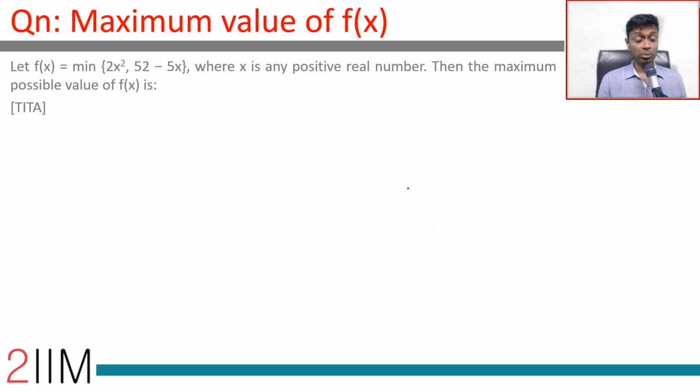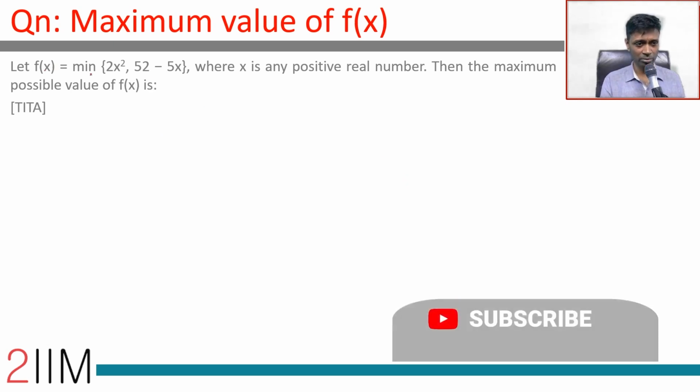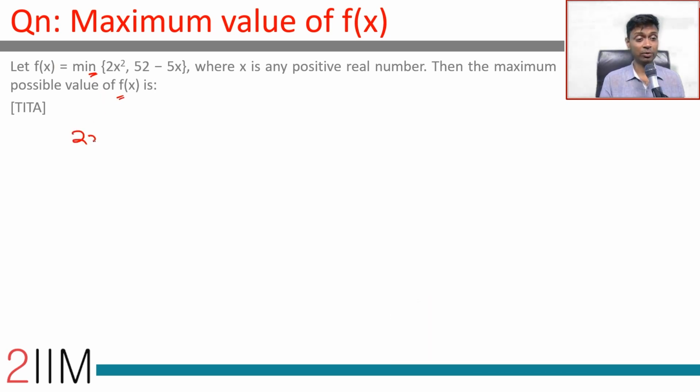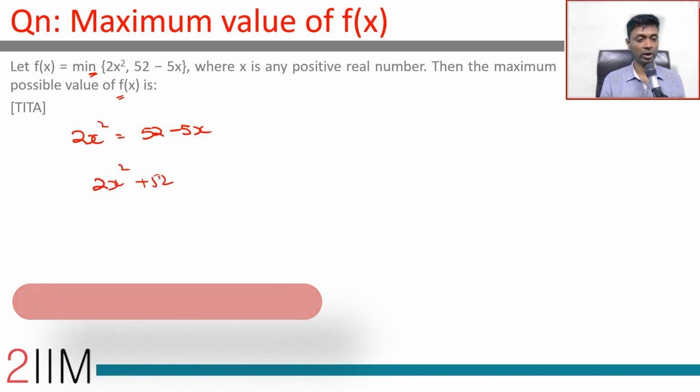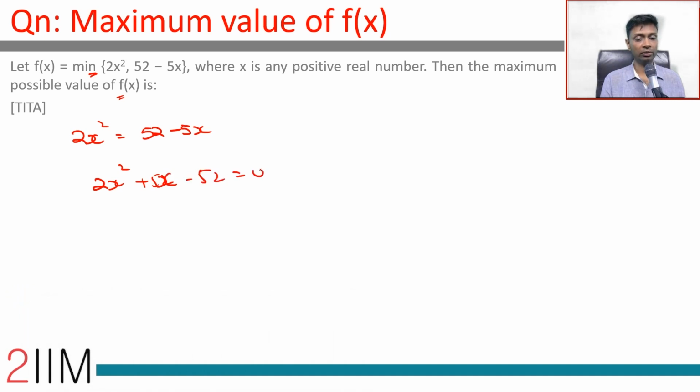F of x equal to minimum of 2x square and 52 minus 5x, where x is any positive real number. The maximum possible value of f of x. F of x is minimum of these two. We want to find maximum value of f of x. Simplest way to do it is to equate this. 2x square equals 52 minus 5x. 2x square plus 5x minus 52 is 0.